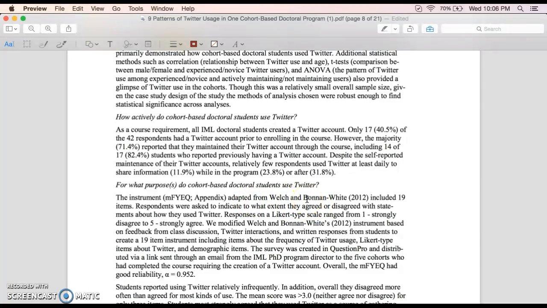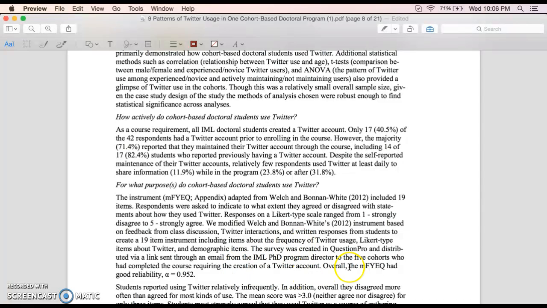which was Welch and Bonin White's instrument from 2012. They reference that in the results. They talk about there was 19 items in the survey that used Likert type scales. So they're just kind of giving a little bit more information about the instruments that were used, and then following that by discussing the results they got.